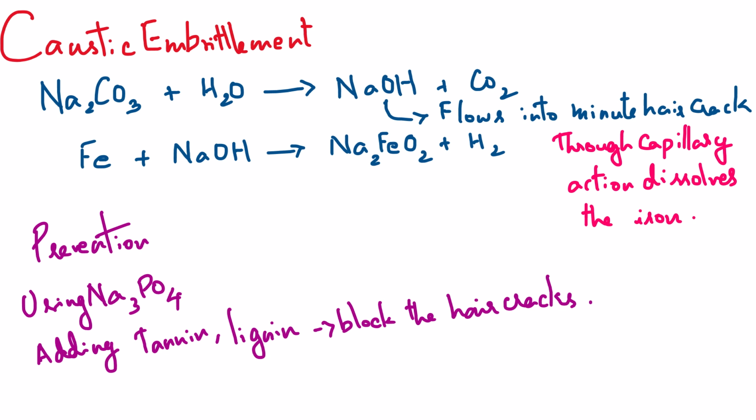How can we prevent this caustic embrittlement? Instead of using sodium carbonate, we can use sodium phosphate in high pressure boilers, and by adding chemicals like tannin and lignin, which will block the hair cracks.